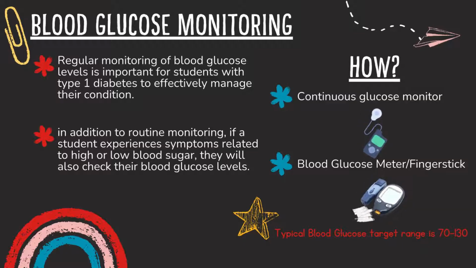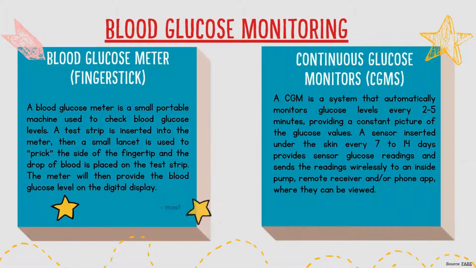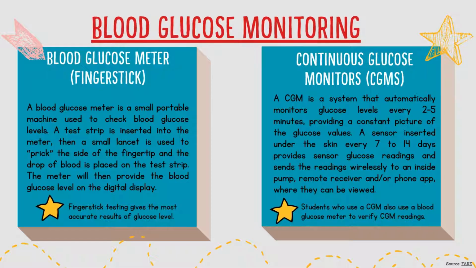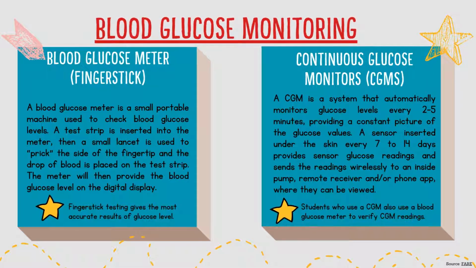This is done one of two ways, either with a continuous glucose monitor or a blood glucose meter, or finger stick. A blood glucose meter is a small portable machine used to check blood glucose levels. A test strip is inserted into the meter. Then a small lancet is used to prick the side of the fingertip, and the drop of blood is placed on the test strip. The meter will then provide the blood glucose level on the digital display.